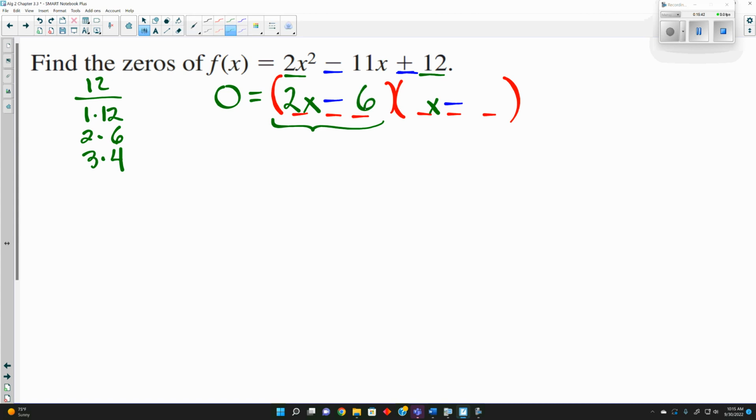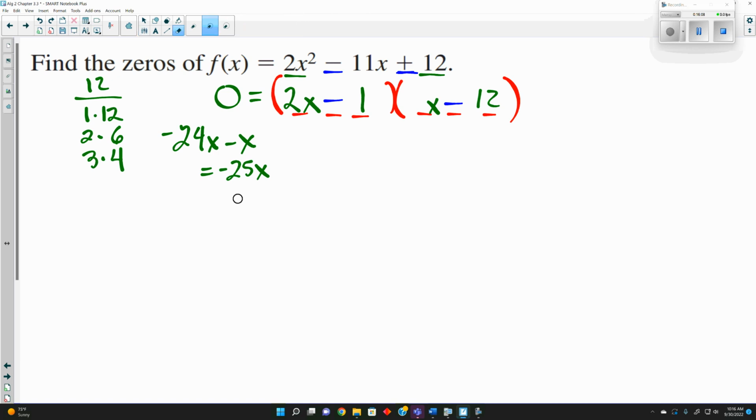we have 6 and 2. There's still a common factor in the first one. So it's 1 and 12, right? So 1 and 12. 2x times 12 is going to be negative 24x minus x, which is negative 25x. Can we flip the 1 and 12? Yeah, but then there'll be a common factor anyway in the first one. So let's do 3 and 4.